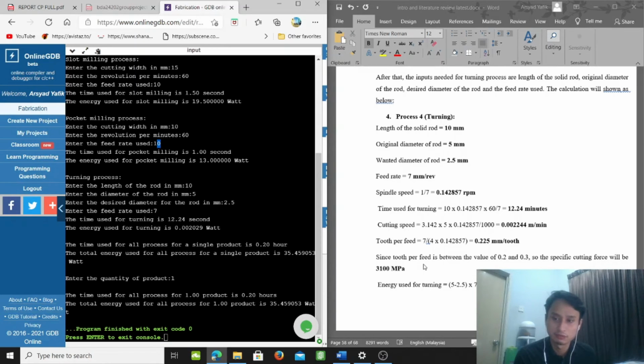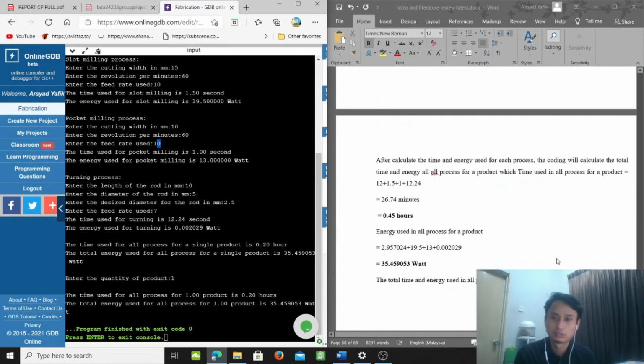So the specific cutting force will be 3,100 megapascal. So the energy for turning is 5 minus 2.5 times 7 times 0.002244 times 3,100 divided by 60,000, and we got 0.002029 watt.